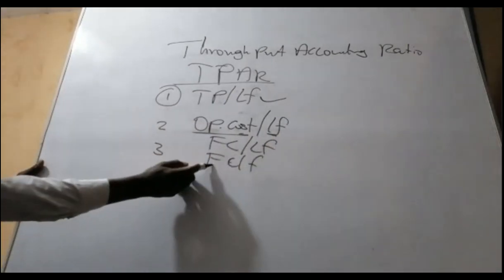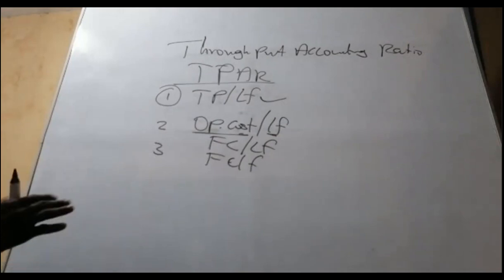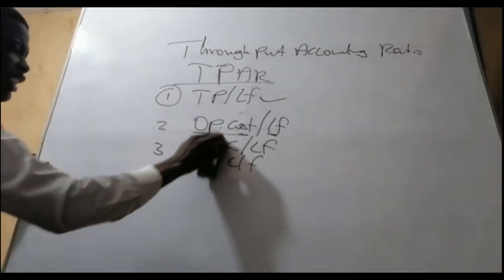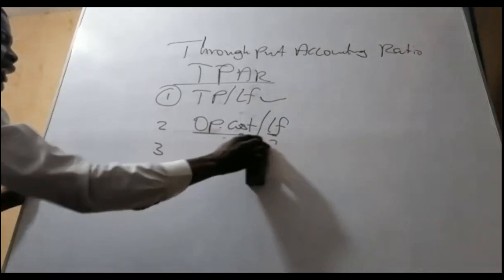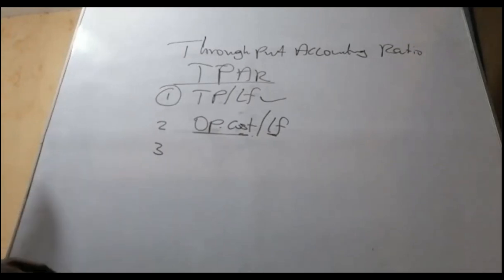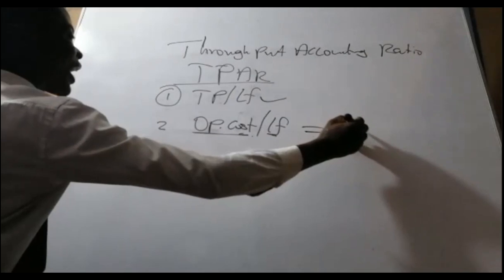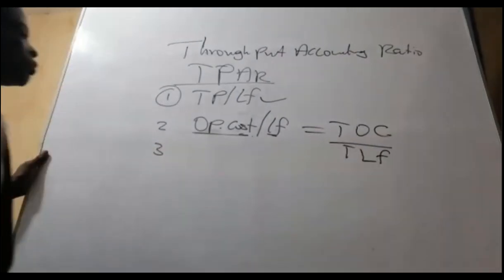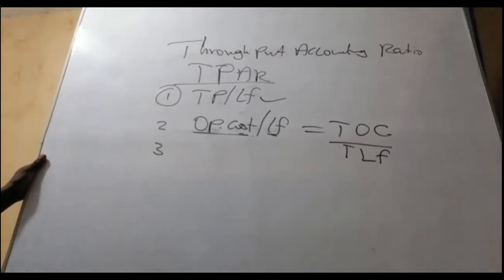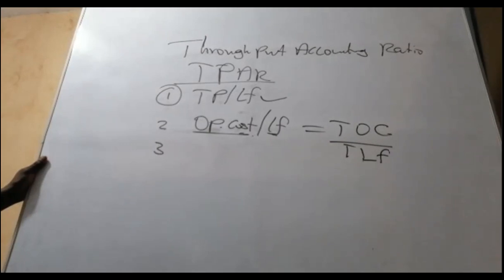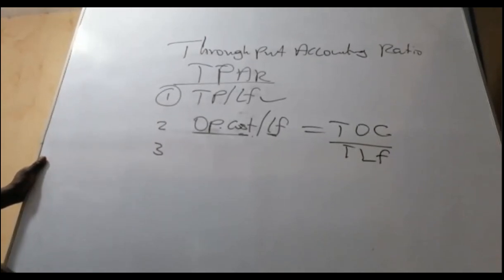Now, so far in this question, this is the one that is not calculated, and that will be the most case. To get this, it is equal to the total operating cost divided by the total limiting factors, the 10,200. That's all. Now, step 3.